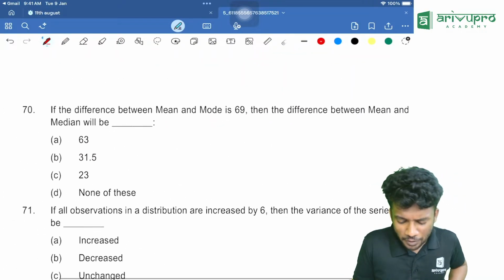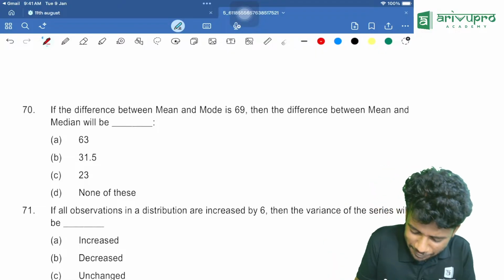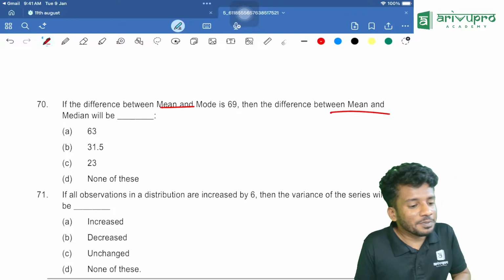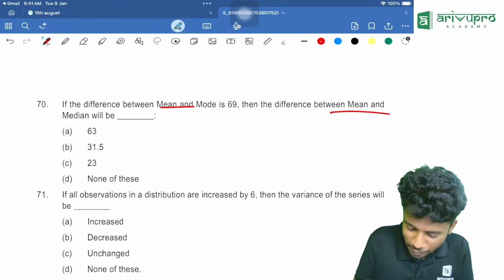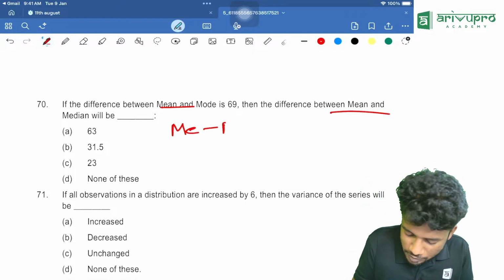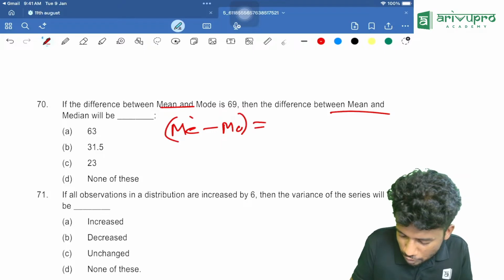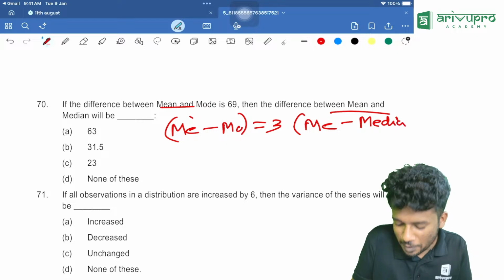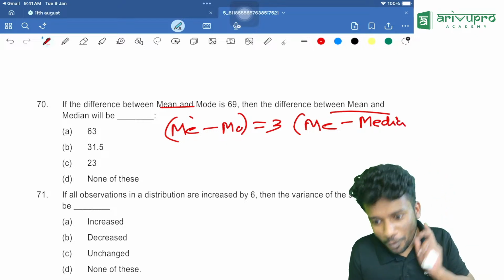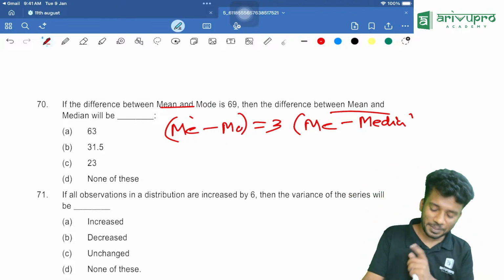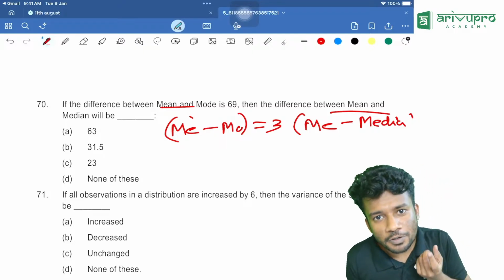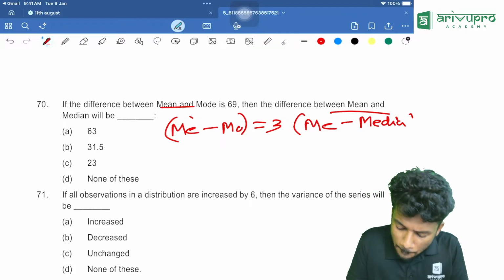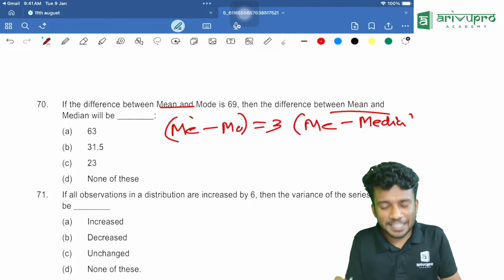Look at this now. Another simple question. The difference between mean and mode is equal to 69. The difference between mean and median is how much? We know the formula: mean minus mode is equal to 3 into (mean minus median). Think that minus sign is there. 3 into (mean minus median).